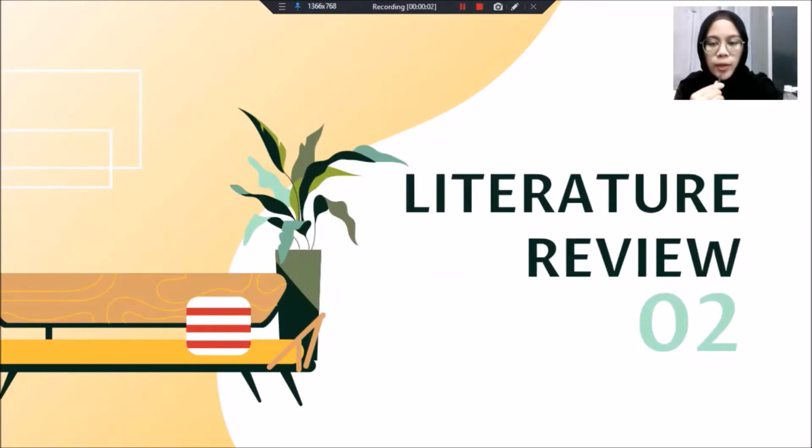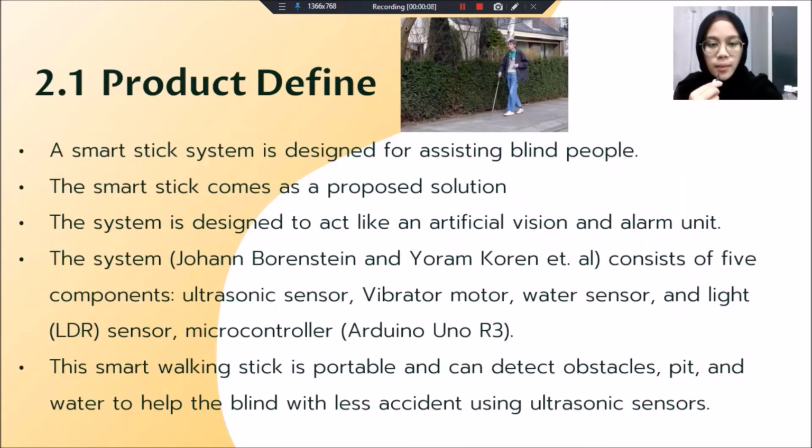Okay, next, I'm going to present about the literature review. So first is the product defined. A smart stick system is designed for assisting blind people. The smart stick comes as a proposed solution. The system is designed like an artificial vision and alarm unit.